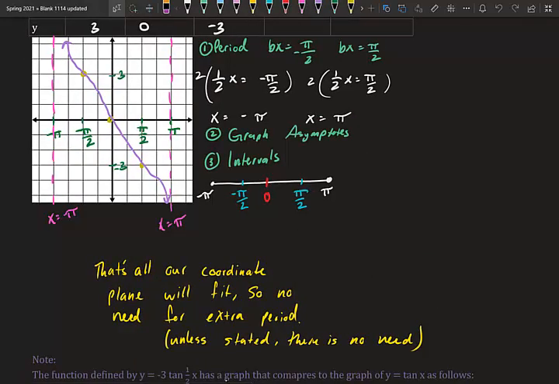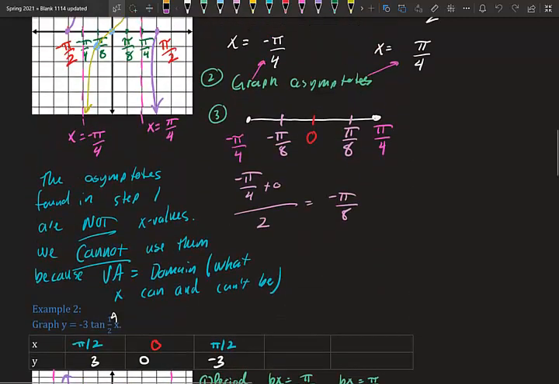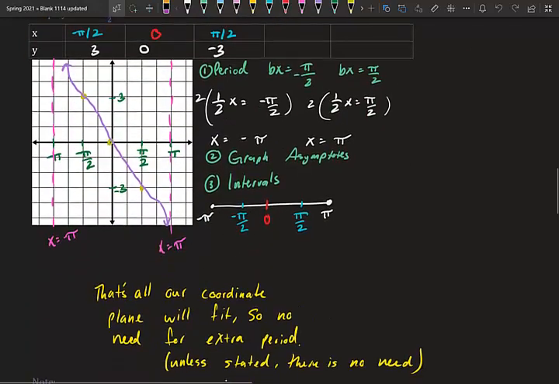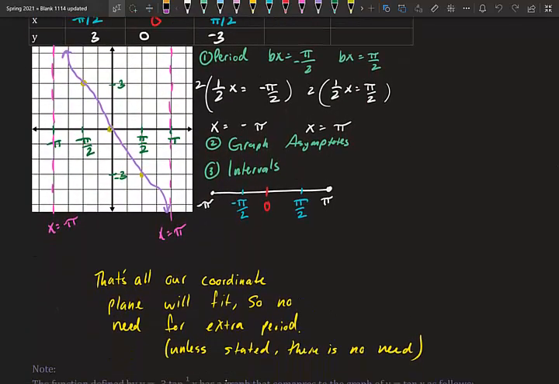So that's all our coordinate plane will fit, so no need to do extra periods. Also, you don't have to unless it's stated. It doesn't say over one period or anything like that, but I just want you to know for the test, most of it is going to be over only one period. Because other than that, you're just copying the graph over multiple periods. So like we did in number 1, we won't really have to do that. It will ask if it wants multiple periods, but if it doesn't ask, just do it over one period.